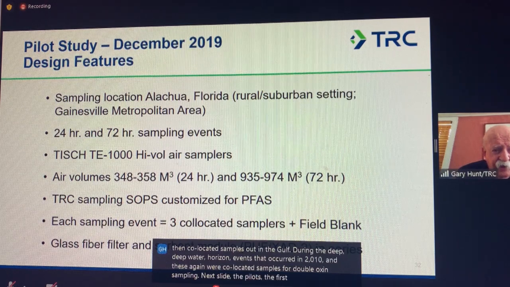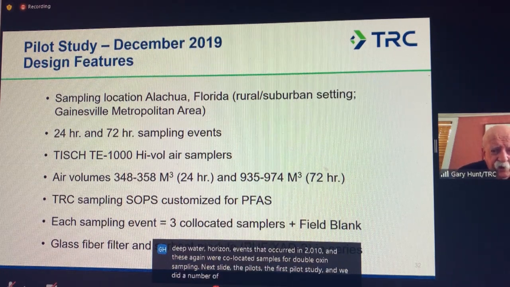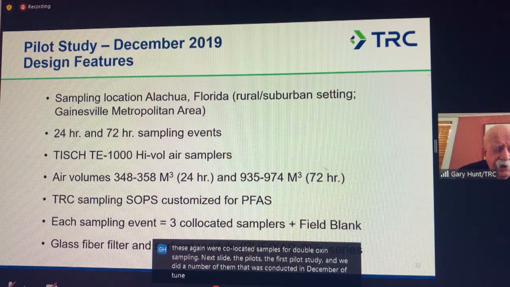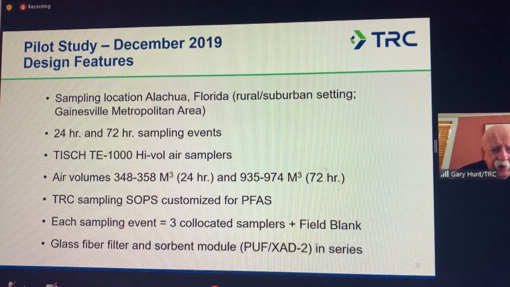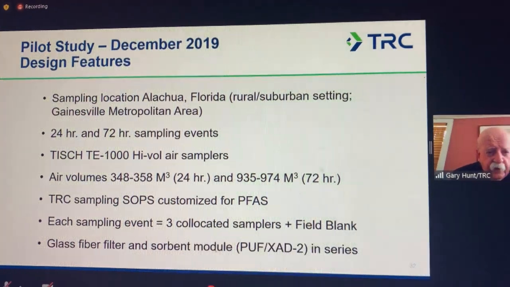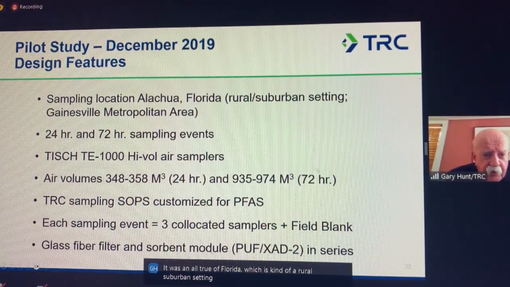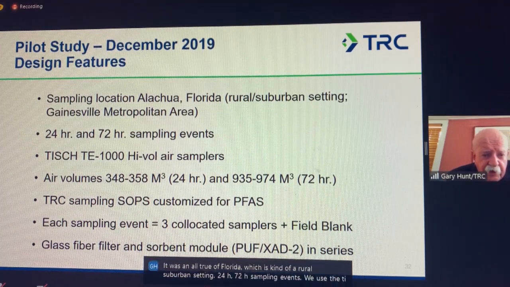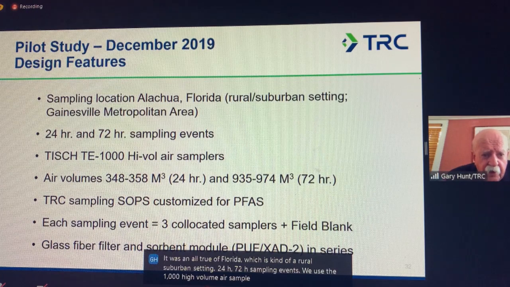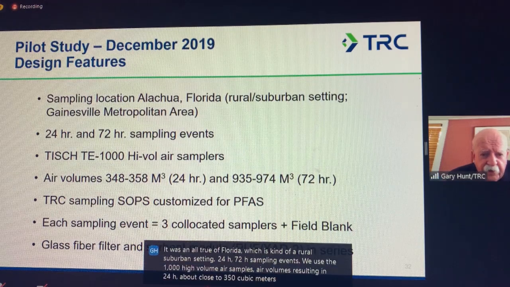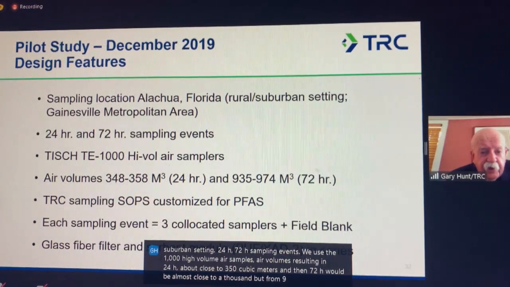The first pilot study, and we did a number of them, was conducted in December of 2019. The sampling location was near our office in Gainesville, in Alachua, Florida, which is a kind of rural suburban setting. We ran 24-hour and 72-hour sampling events. We used the Tisch TE-1000 high volume air samplers. Air volumes resulted in close to 350 cubic meters in 24 hours, and 72 hours would be almost 1,000, from 935 to 974.